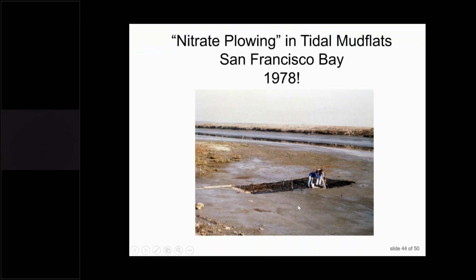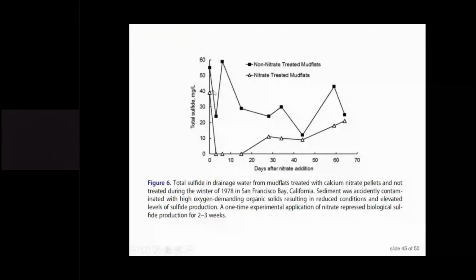experiment, and this is the total sulfide in the water running off of the mud flat, and then the days after the addition of the nitrate. The triangles are the treated little plot. It's a one-time treatment. Tidal water's coming back and forth, but it really had an effect over a month and a half relative to the non-tidal mud flats.